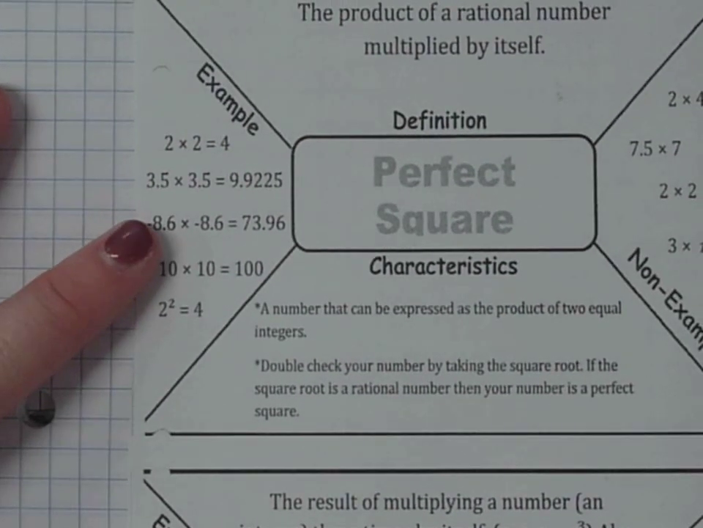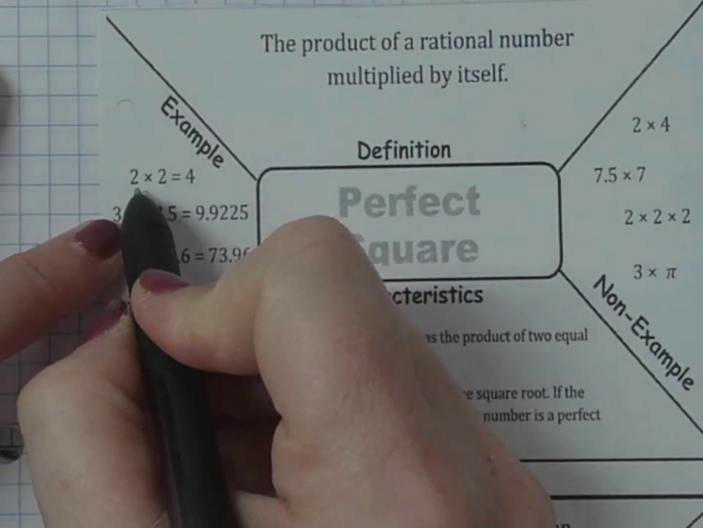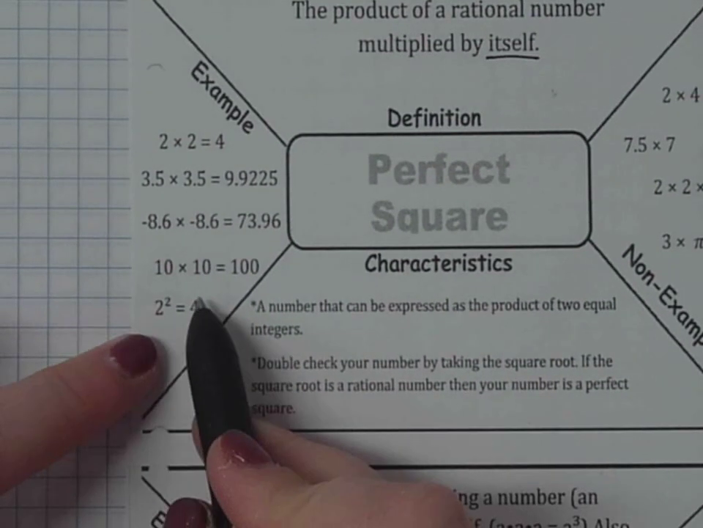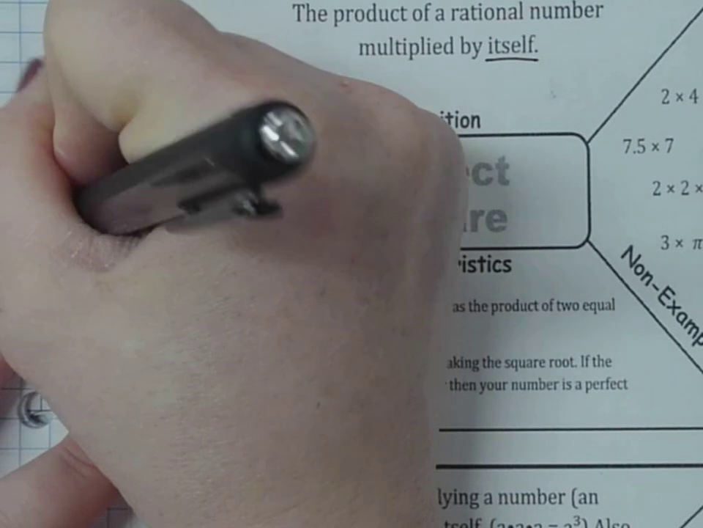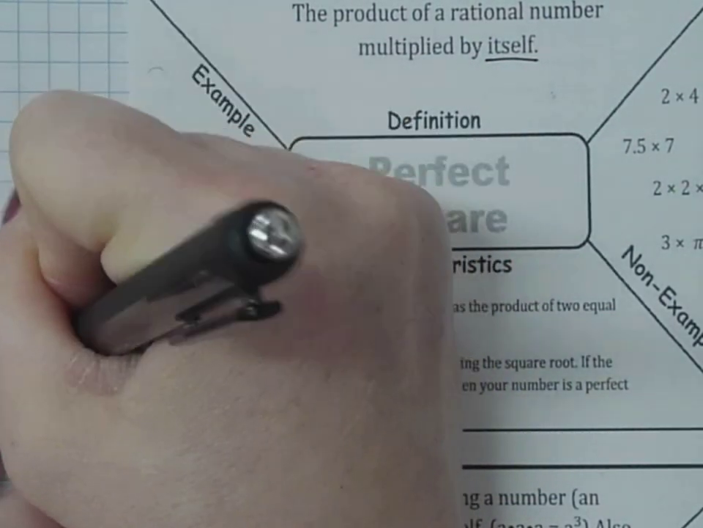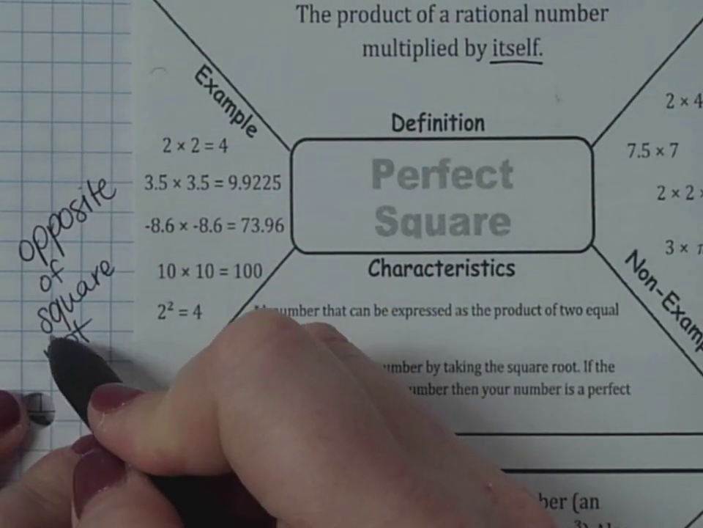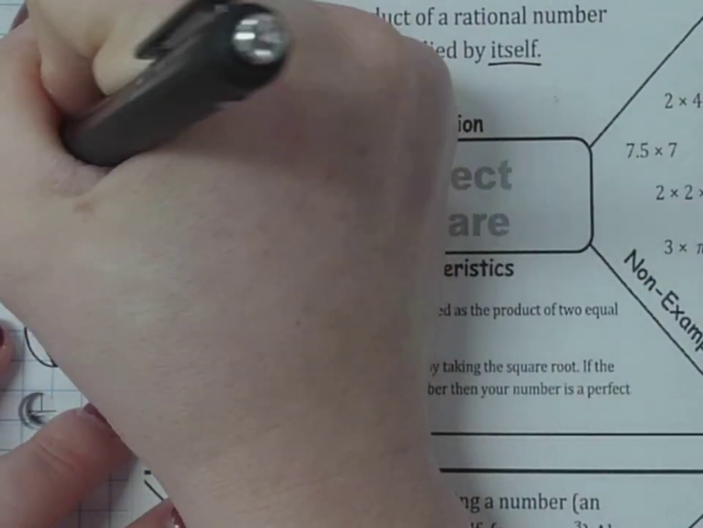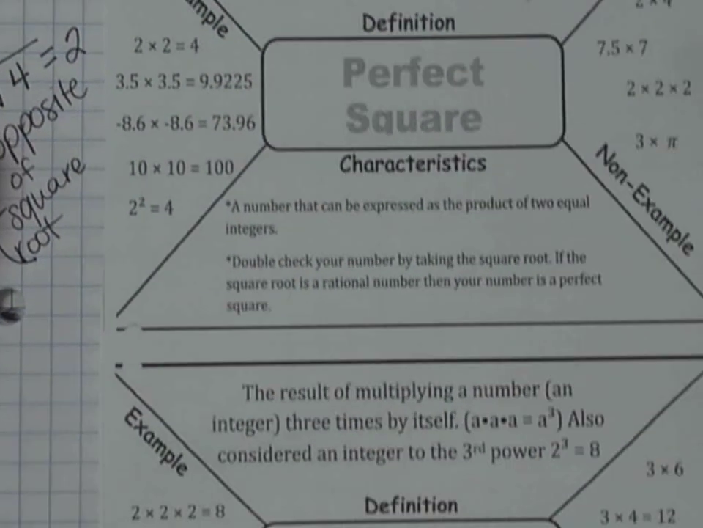Okay, perfect square. Perfect squares are 2 times 2, a number multiplied times itself. 2 squared equals 4. Remember, a perfect square is the opposite of square root. So a perfect square is multiplying a number times itself. Square root is finding what number multiplied times itself gives you the number. So if I took the square root of 4, it would give me 2. So they're the opposite of each other.